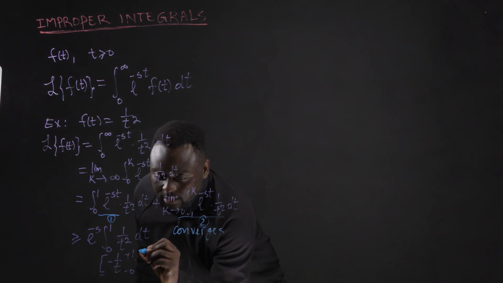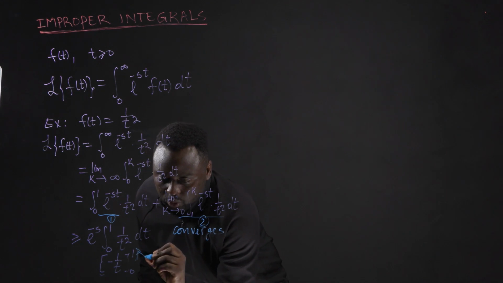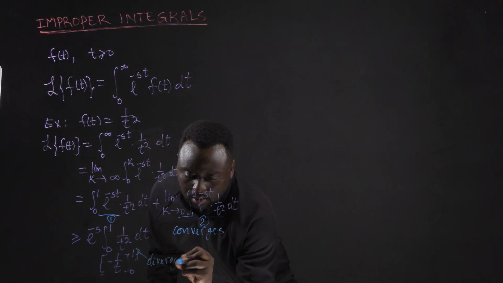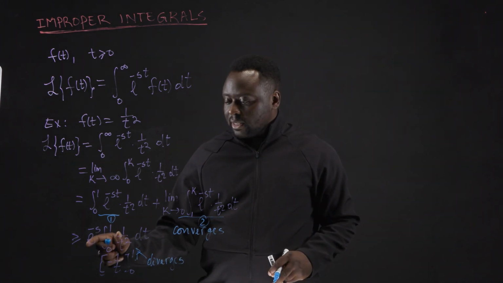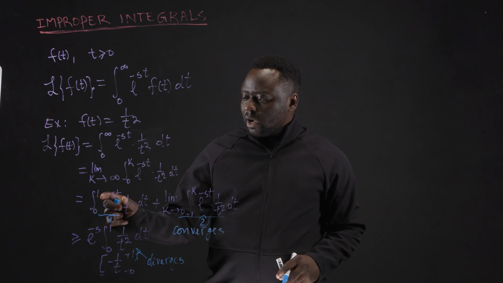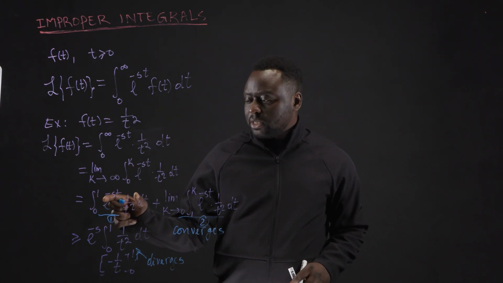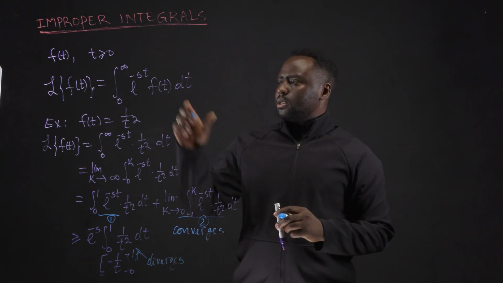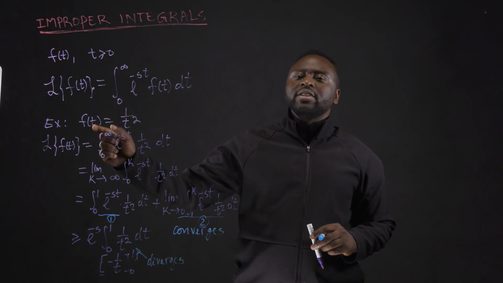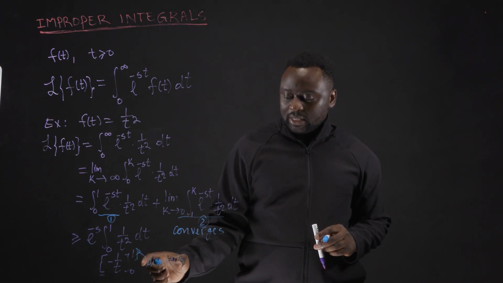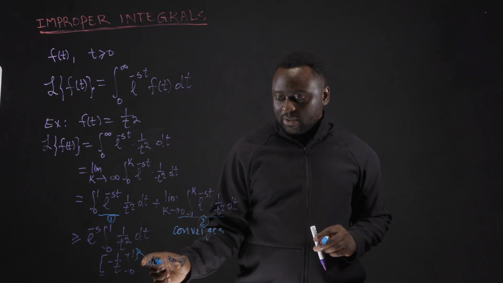So this part 2 diverges. So by the comparison test for improper integrals, the original integral also diverges, given that this one diverges, right? In conclusion, you cannot obtain the Laplace transform of this function 1 over t squared, because we come to the conclusion that the integral diverges.